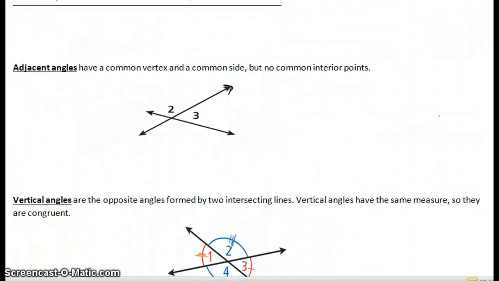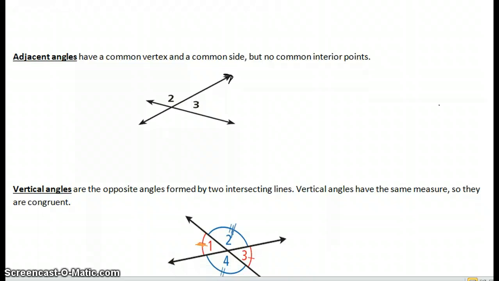Our next definition is adjacent angles. And adjacent means to be next to something. So angle 2 is adjacent or next to angle 3. They have a common vertex. Here's our common vertex and side. There's our vertex. But they don't have any interior points. They're not overlapping. So they just touch each other and have a common side.